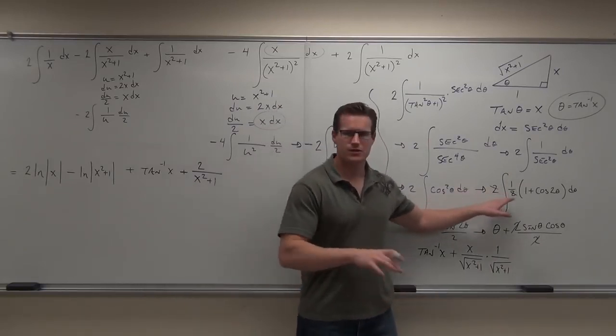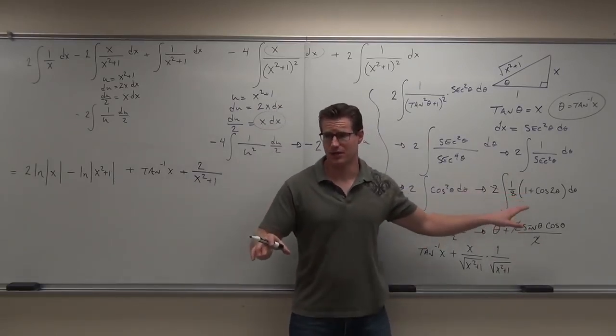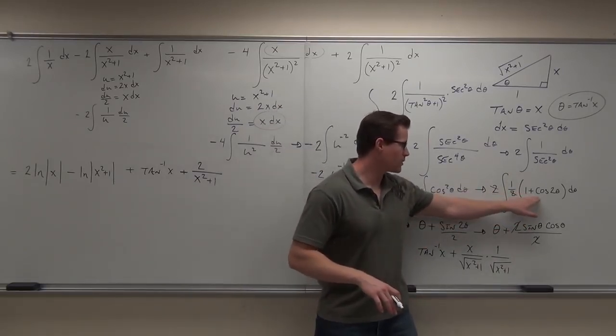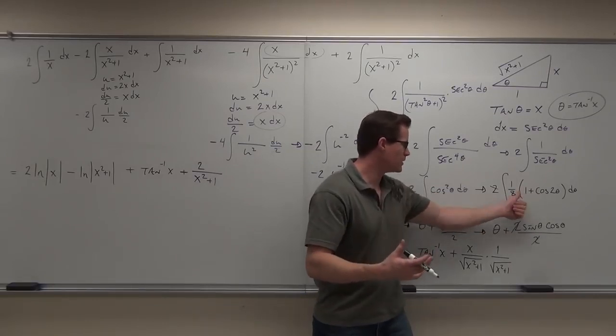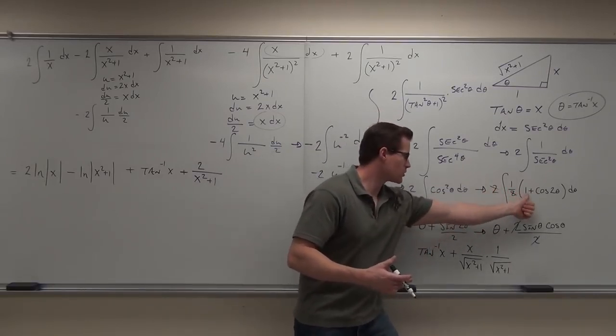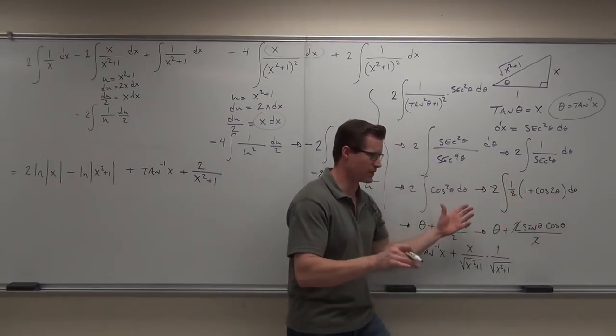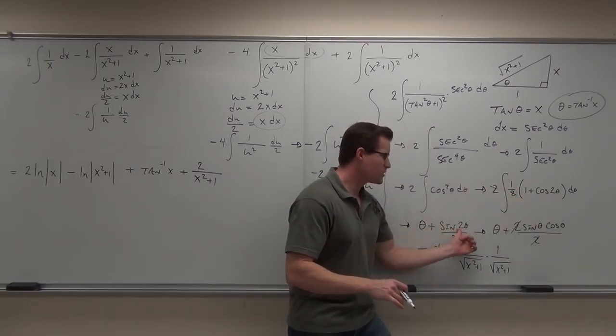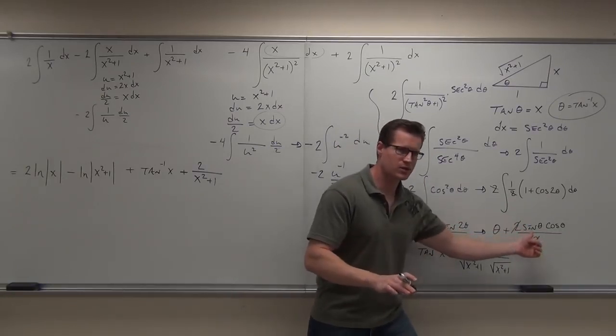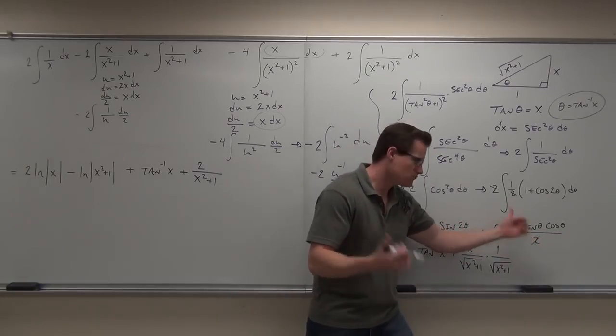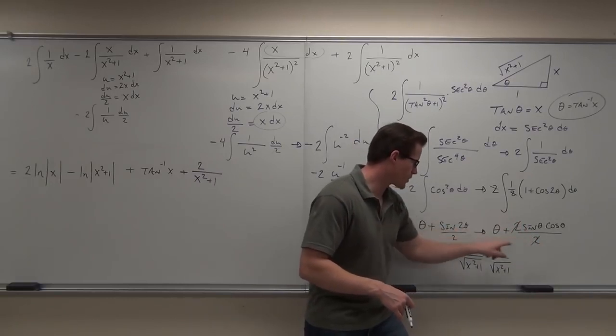So from here, this is all trig stuff. It should go fast for you guys. You should know it. This is 1/2, 1 plus cosine 2 theta, no big deal. 2's are gone. We have integral of 1 is theta. Integral of cosine 2 theta is sine 2 theta over 2. That's a basic little use of it. Sine 2 theta, no good. 2 sine theta cosine theta. So far, so good? Awesome.